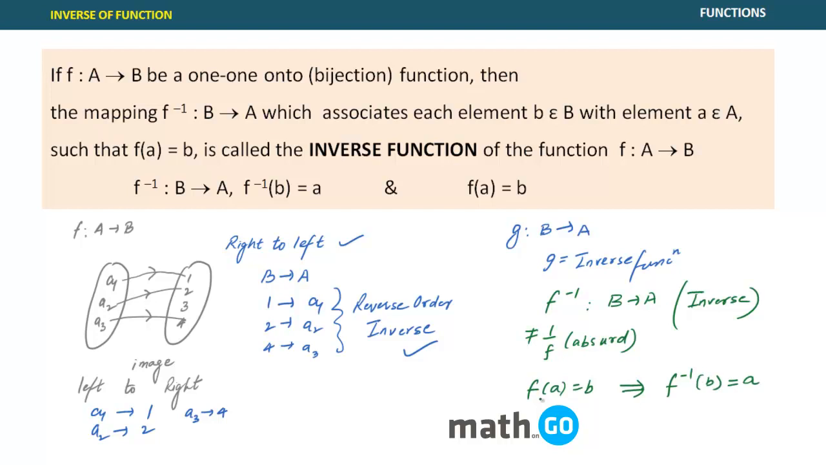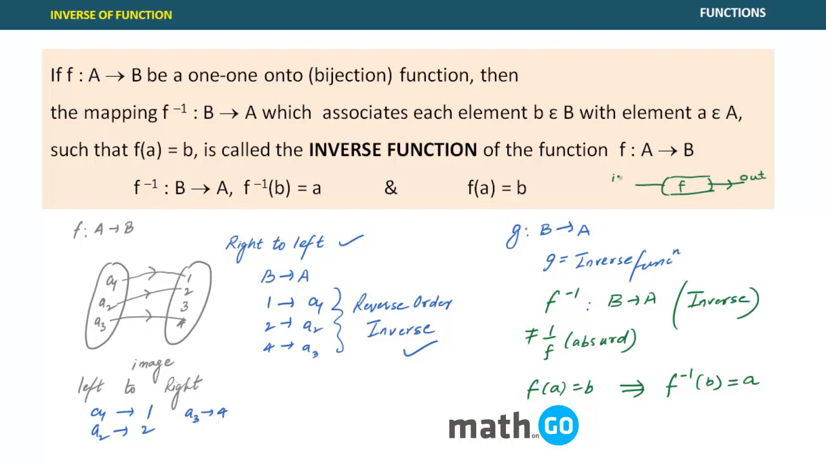Obviously, if you put a in the machine, the answer is b. So for the inverse machine, when you put b, the answer would be a. For understanding, you can take it this way: there is a machine here, the normal machine f, and it gives you some output.